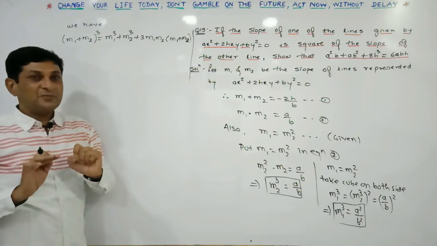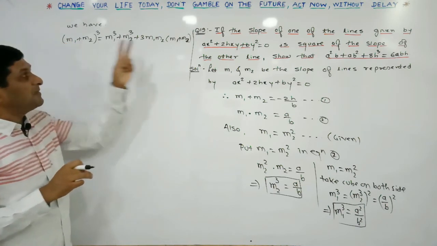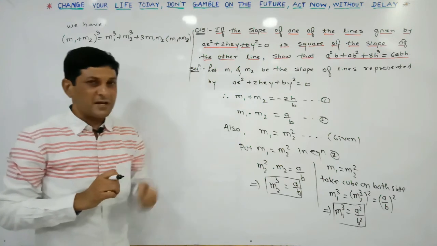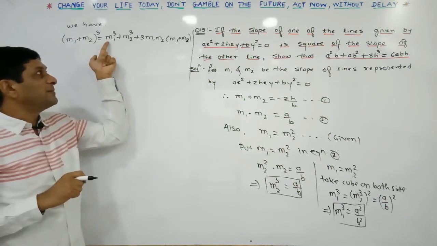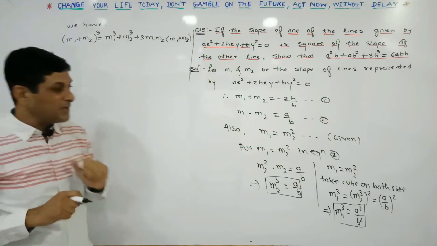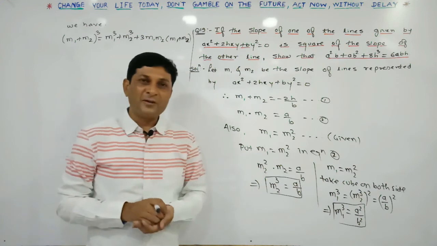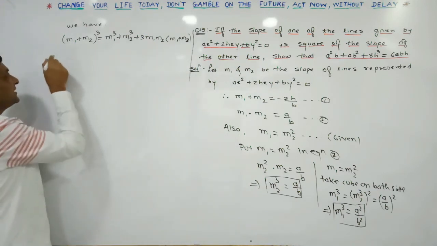And why are we using this identity? Because in this identity the terms of sum and product appear, and we have the values of sum and product. Even to apply this identity we require the values of m1 cube and m2 cube also. That's why we have already obtained the values of m1 cube and m2 cube. Now substitute these values in this equation.